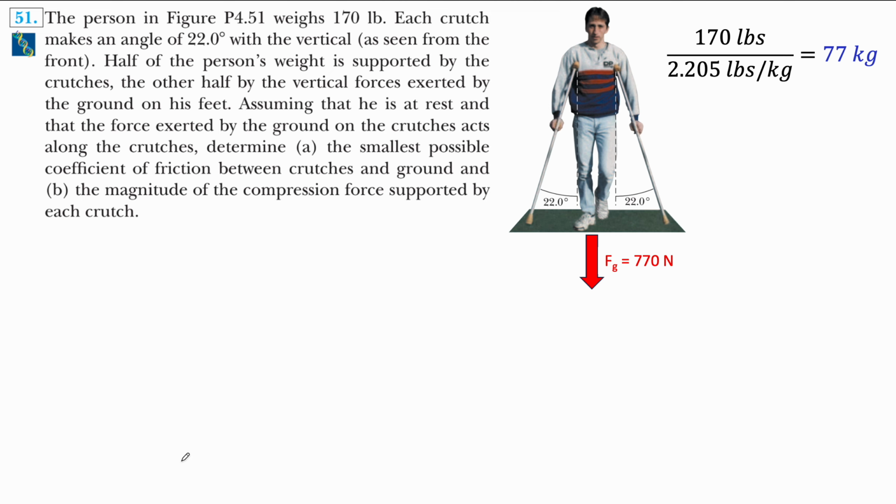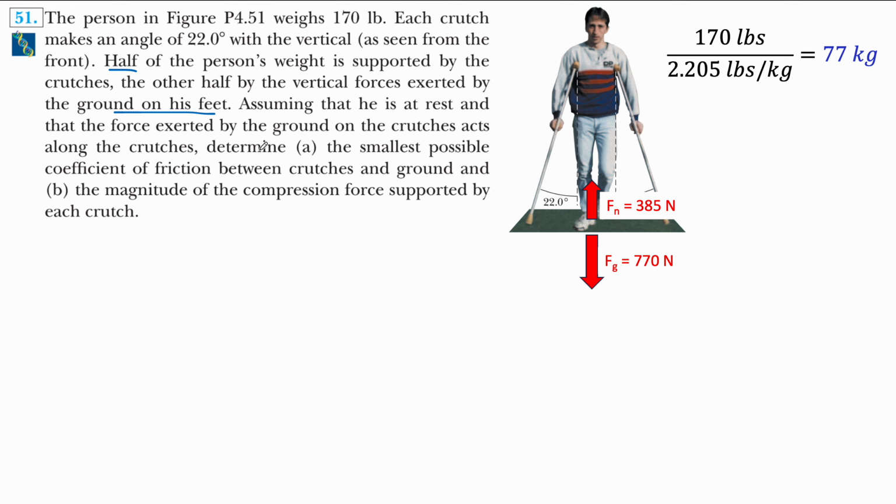So we make gravity 10. Now here's where it gets interesting. Half of the person's weight is supported by the crutches, the other half by vertical forces exerted by the ground on the feet. And so that means half of the person's weight is being held up by a normal force here between the feet and the ground. And the other half is on the crutches themselves.